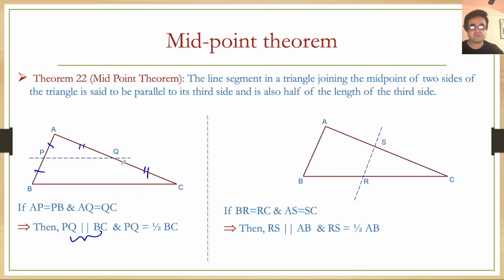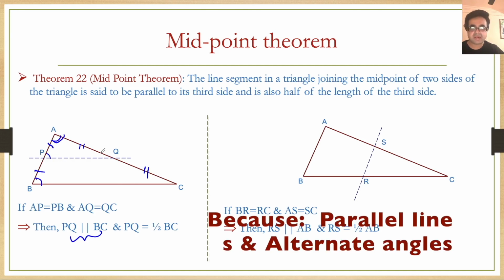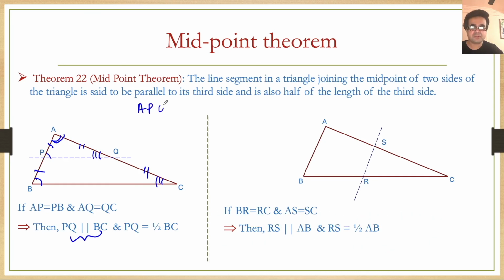And the second relationship, where we get PQ is half of BC, comes from similar triangles. Let's take two triangles, APQ and ABC. Angle A is common in these two triangles. Angle B will be equal to angle P, and angle Q would be equal to angle C. So I have APQ similar to ABC, right? Which means the ratio of the sides has to be equal, which means AP divided by AB equals AQ divided by AC equals PQ divided by BC. As you know, AP is equal to PB, hence AP is half of AB, and hence PQ is half of BC.